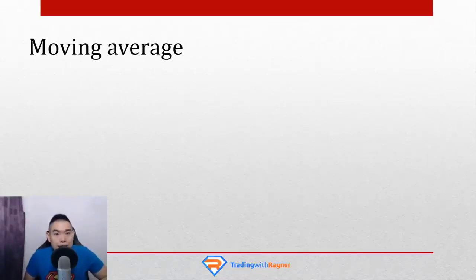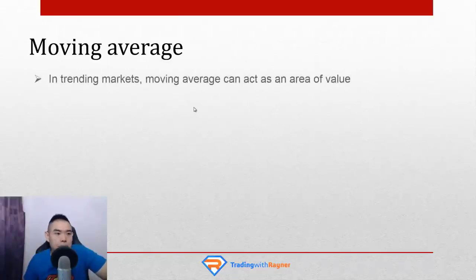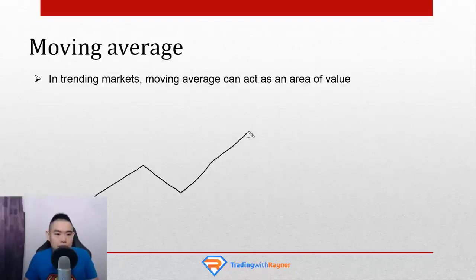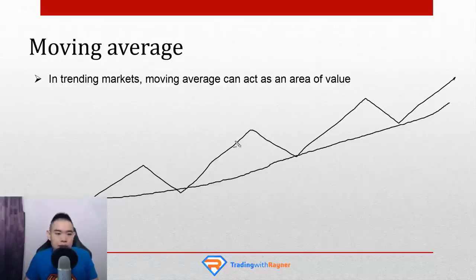Okay, so moving average again. How can you use moving average to define an area of value? So here's how. In trending markets, for example in an uptrend, a moving average can act as an area of value. It will look something like this. Let's say the market is in an uptrend: a high, a pullback, another high, pullback, another high, pullback, another high. When you overlay a moving average, let's say the 50-period moving average, you would realize that the price has bounced off the moving average a number of times, once, twice, 3 times, and if it comes back for a 4th time, we can say that, hey, this is an area of value and this is where buying pressure could step in and push the price up higher.